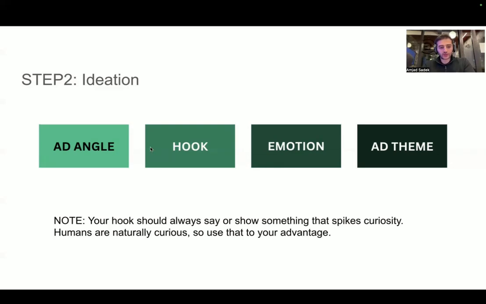First thing is we need to have an ad angle in the ad. We need to have a hook, and then we have to have emotion and also an ad theme. We're going to get into more detail, but before we get into that, in your hook part, always try to include something that sparks curiosity, because humans are naturally curious. So use that to your advantage. 90% of the time, it works really well and gets you higher hook rates if you include something that sparks curiosity.